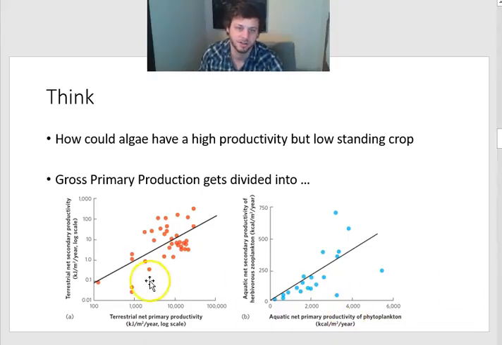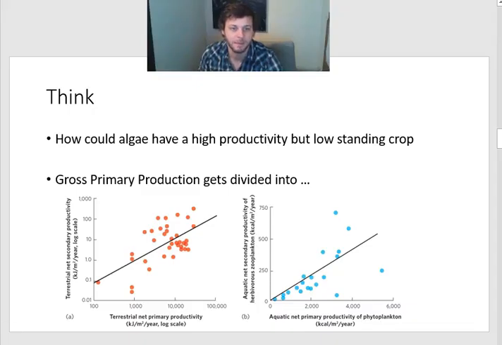And this is showing you secondary productivity on land versus water versus primary productivity. So secondary is here, primary is down here. And you see that these two things are linked. If you have an area with high primary productivity, you're going to find an area that also is high in secondary productivity. Same for the water. High primary, you're going to get high secondary for the most part.